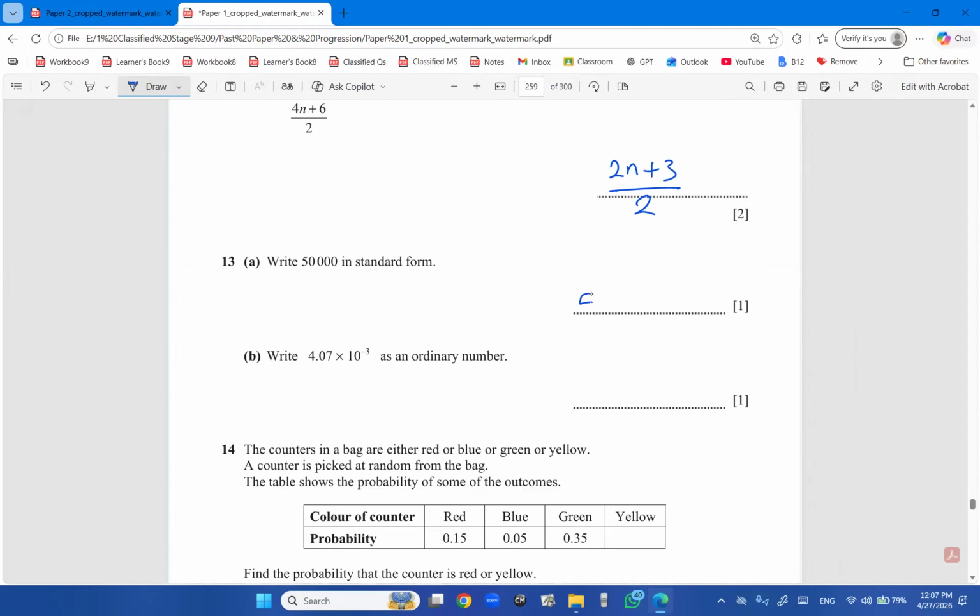Write this in standard form. It is 5, but multiply by 10 to the power of 4. And this one as an ordinary number, which means in full. So you can find it also written for you this way in full. So you're going to write here 0.00407. This way I moved it 3 digits to the left because this is the same as dividing by 10 to the power of 3.